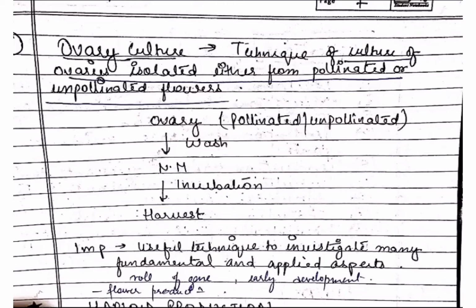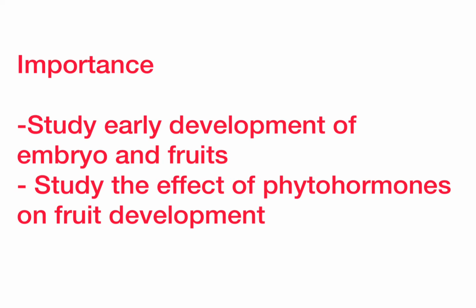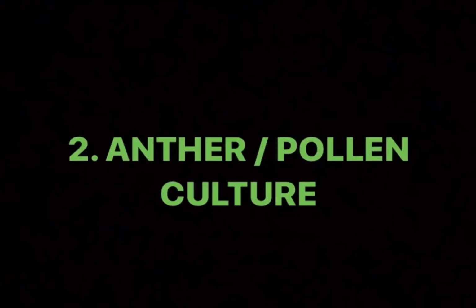It has various importance, like it is used to study the early development of the embryo, fruit development, and is also used to study the effect of phytohormones on fruit development. Now the next culture is anther or pollen culture.